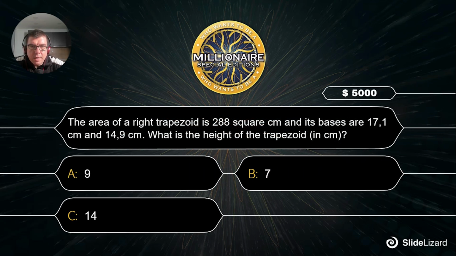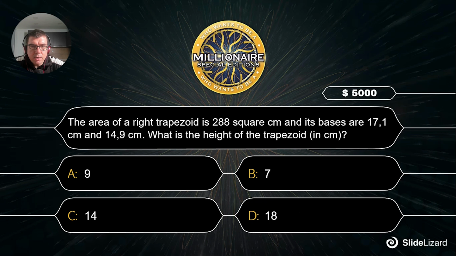The area of a right trapezoid is 288 square centimeters and its bases are 17.1 and 14.9. What is the height of the trapezoid? Think about it and give me the answer. Okay, well, to be honest, I don't remember it. So let's just calculate it before giving the answer, okay?